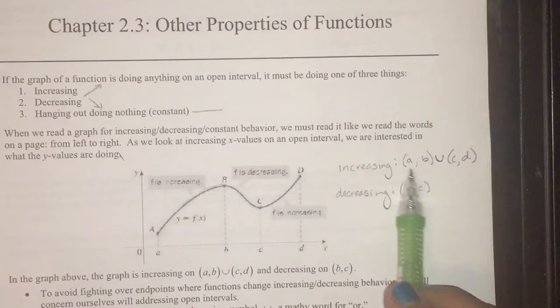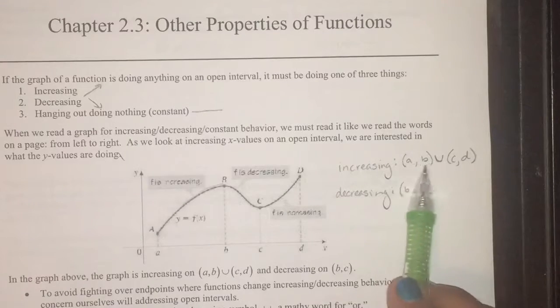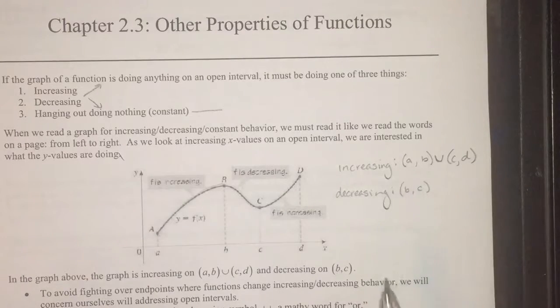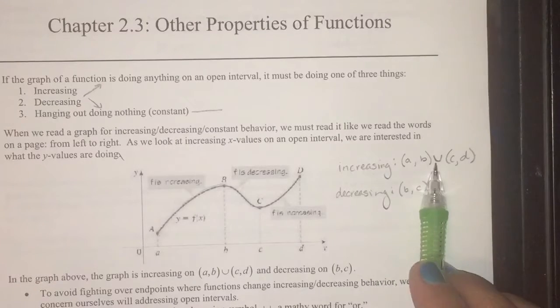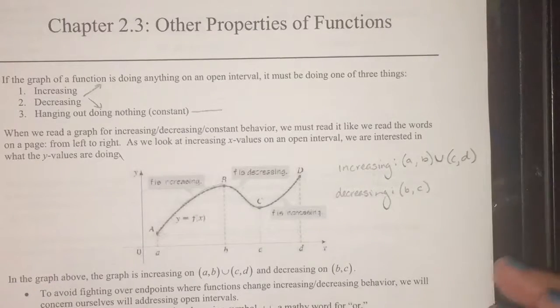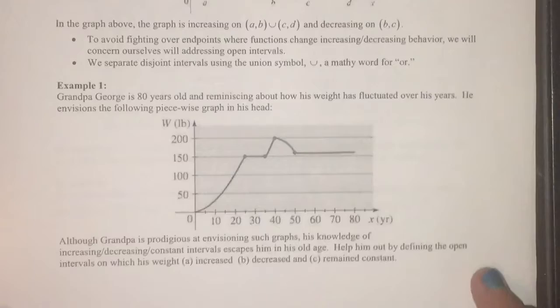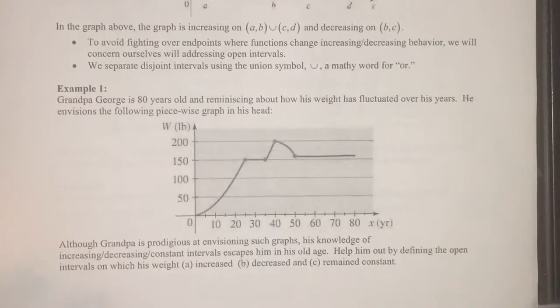We're always going to use the open notation, so always use parentheses when you're talking about sections of the function being increasing or decreasing. And then we'll use union to put multiple sections of the function together. Let's look at the first example. Some of these examples get a little bit strange, but we'll go with them anyway.